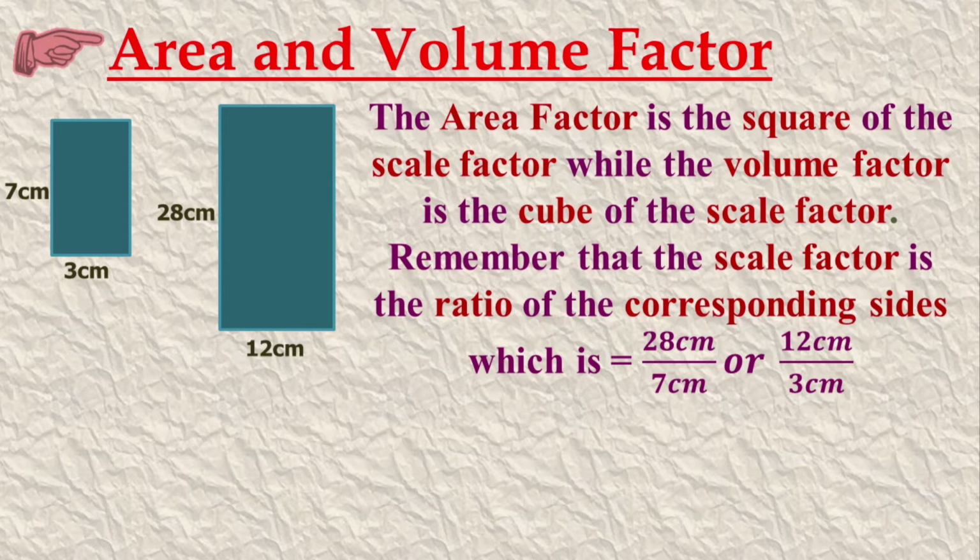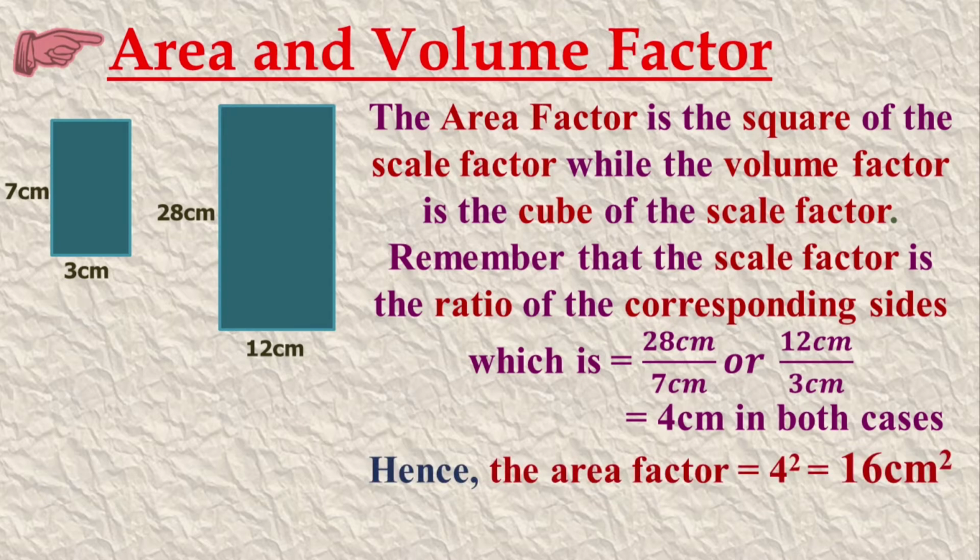7 can divide 28 to give you 4, and 12 can be divided by 3 to give you 4. So the answer is 4 in both cases. Hence, the area factor will be equal to 4 squared, which is equal to 16, and the volume factor will be equal to 4 cubed, which is equal to 64.